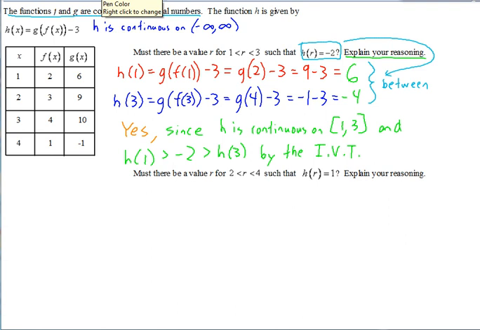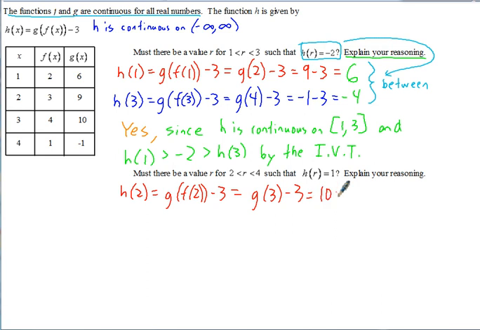So let's see, h of r equals 1. We have to find h of 2 and h of 4 this time. So h of 2 would equal g of f of 2 minus 3. F of 2 is 3, so g of 3 minus 3. G of 3 is 10, minus 3 gives you 7.